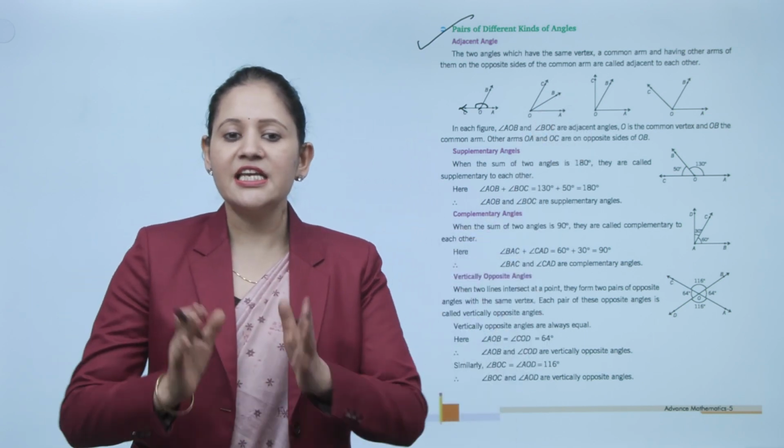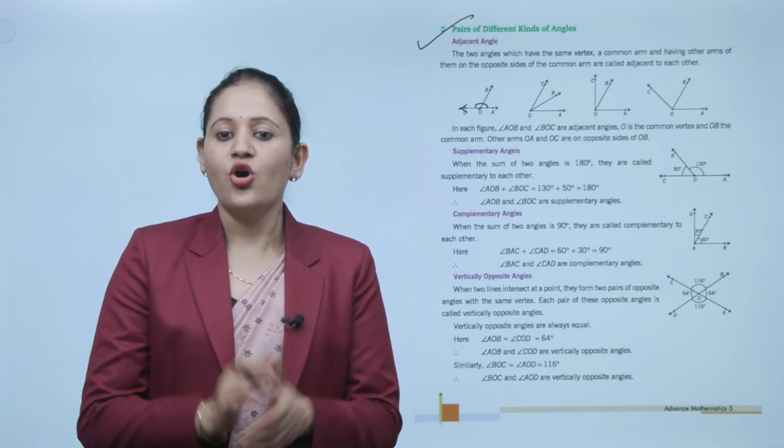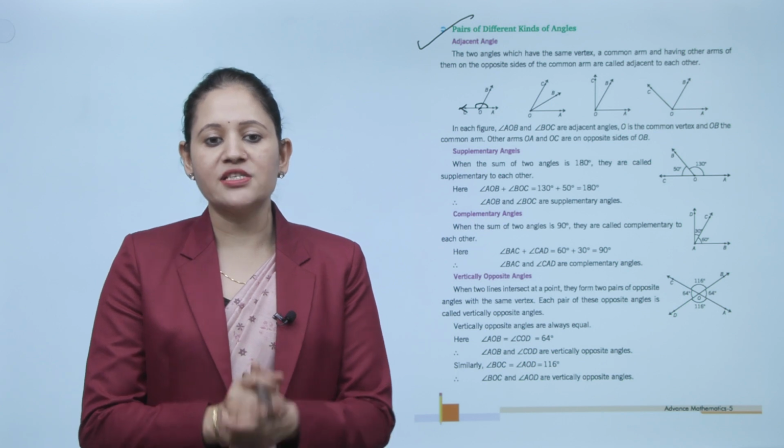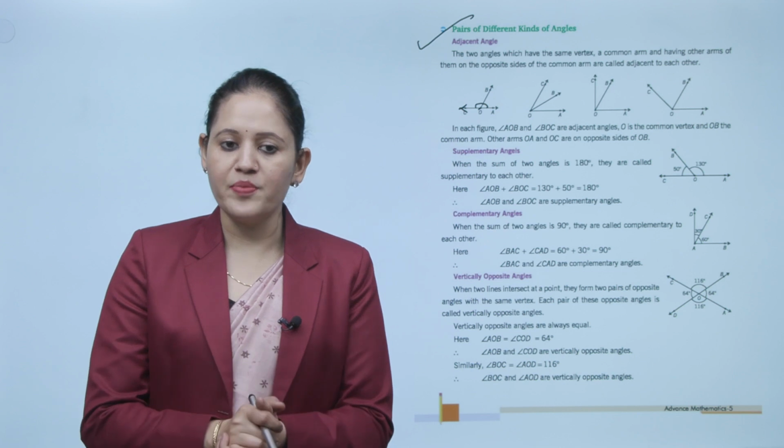Clear? In each figure, angle AOB and angle BOC are adjacent angles. O is the common vertex and OB is the common arm. The other arms OA and OC are on opposite sides of OB.